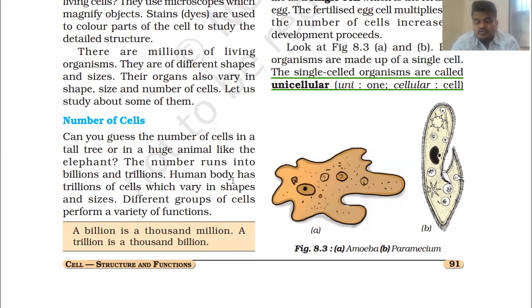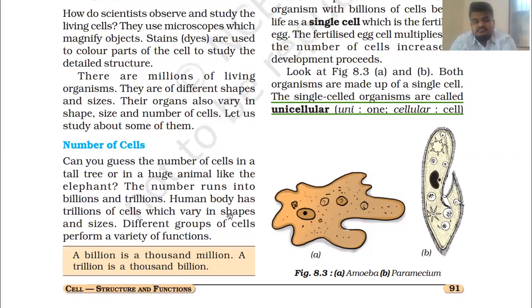So what about the human body? The human body has trillions of cells which vary in shapes and sizes. You can't state that each and every cell has the same shape or the same size. There is a big difference in the cells of the human body itself. Different groups of cells perform a variety of functions.